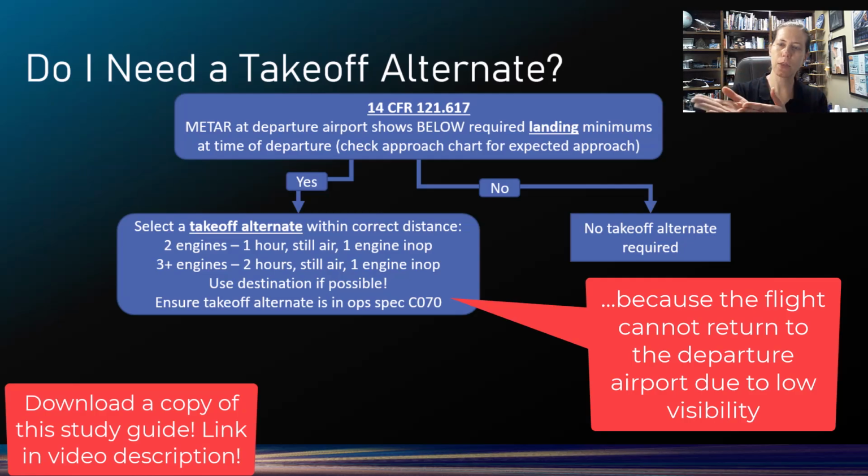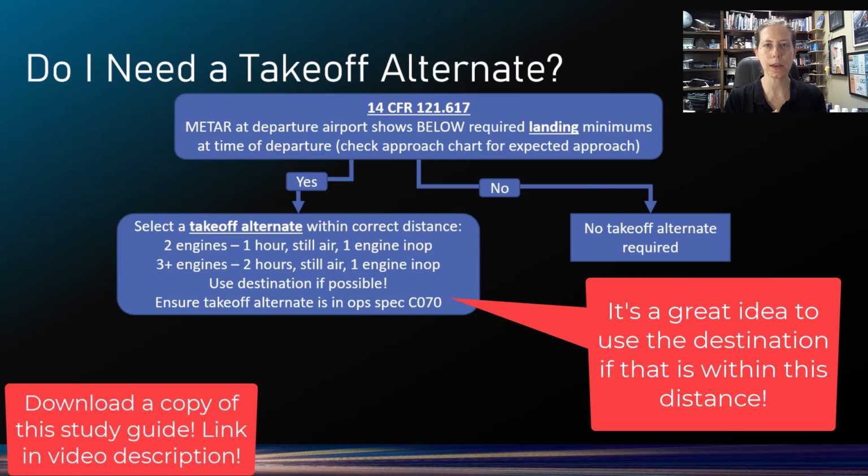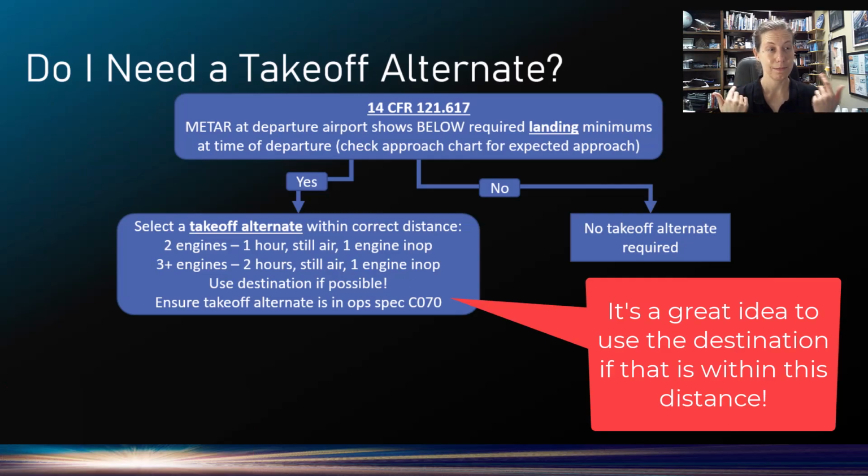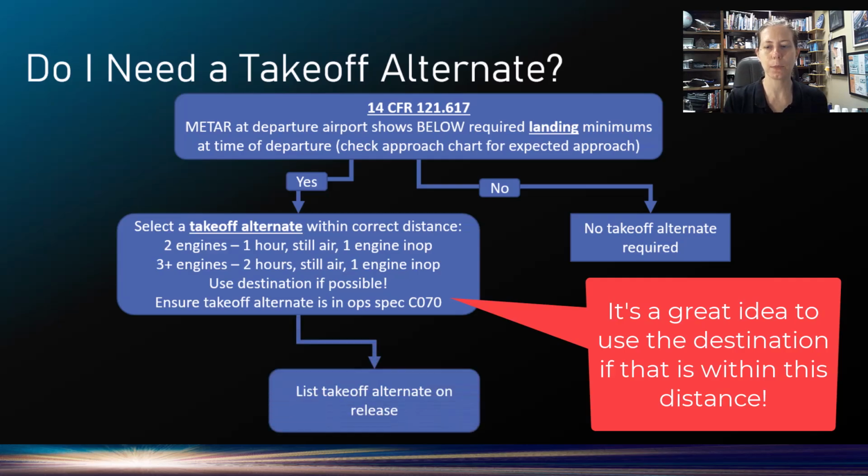But because the weather is so low, I can't land back at my departure airport. I go to my takeoff alternate. If you can use the destination, because it's within that hour flying time, that'd be awesome. That'd actually be preferred. Put that takeoff alternate on your dispatch release.